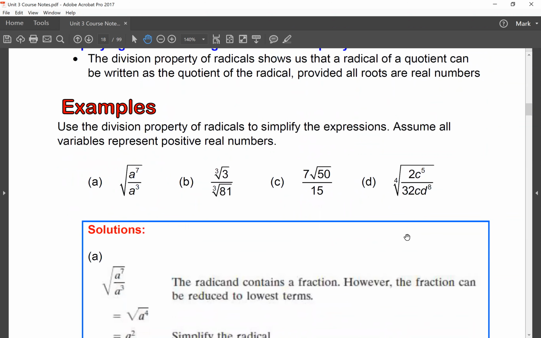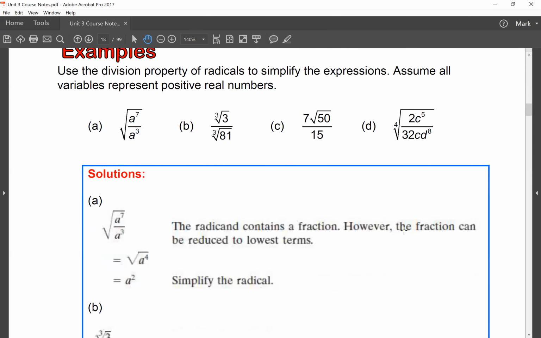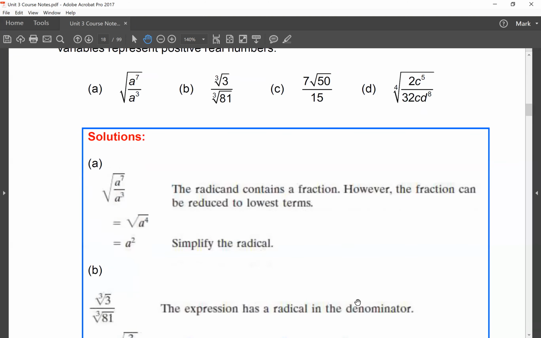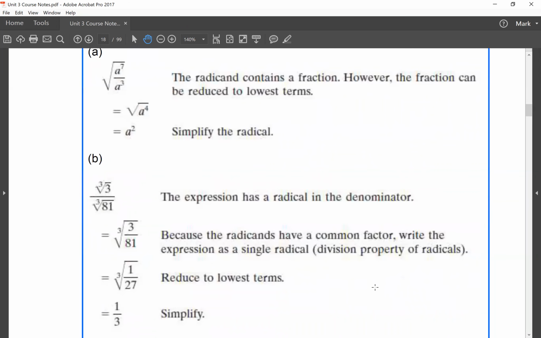So division property we already did. Oh, I guess this was in topic 4. We looked at dividing exponential numbers or variables with exponents. And it's actually pretty straightforward. You just have to remember that when we divide numbers or variables with exponents, we subtract those exponents. So there's a few examples here.